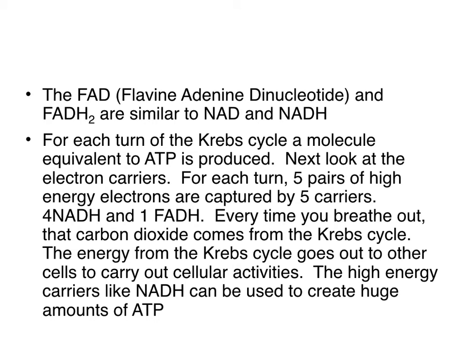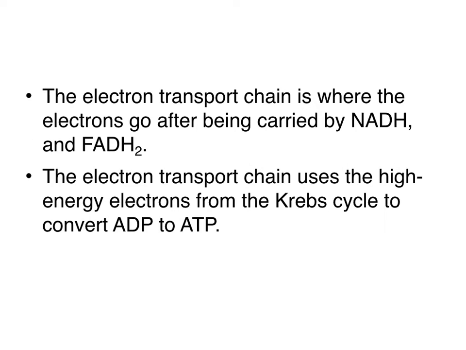Every time you breathe out, carbon dioxide comes from the Krebs cycle, and the energy from the Krebs cycle goes out to other cells to carry out cellular activity. The huge energy carriers like NADH can be used to create huge amounts of ATP. Now, those carriers, as we'll see in this next slide, the electron transport chain is where the electrons go after being carried by NAD and FADH2. The electron transport chain uses the high energy electrons from Krebs for ADP to ATP.